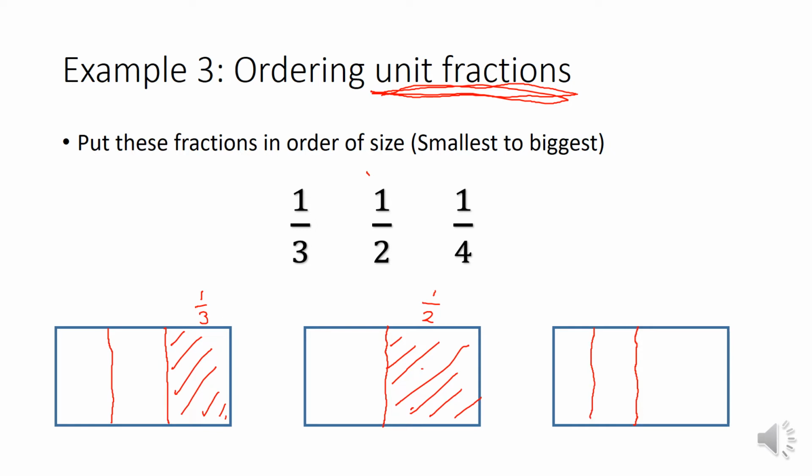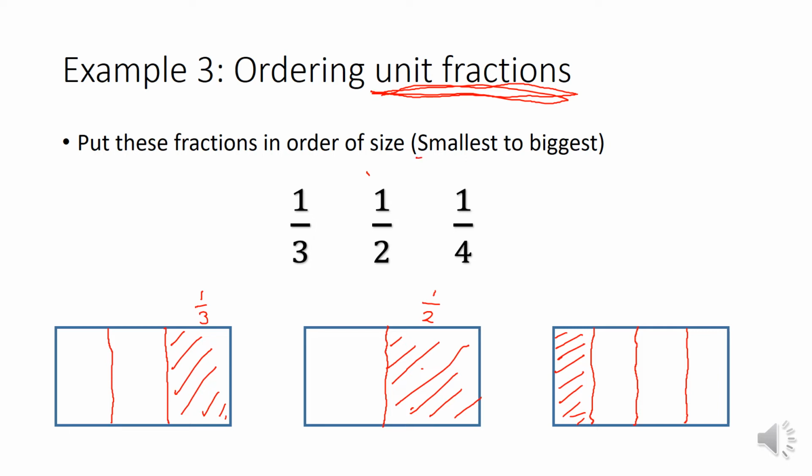Split that into 2. Oh, not very neat. Split that into 2 as well. So we can see we've got 1, 2, 3, 4. We split it into 2. So we split it into 4, and we've got one of them. So we're just going to shade in one of these. So you can see that's quite a bit smaller than a third or a half.